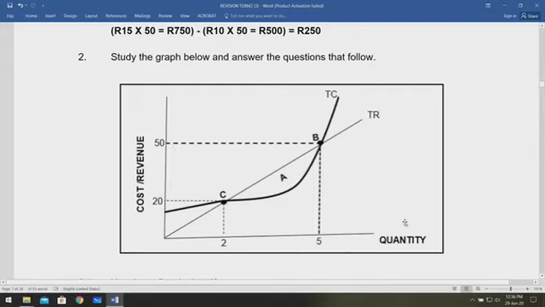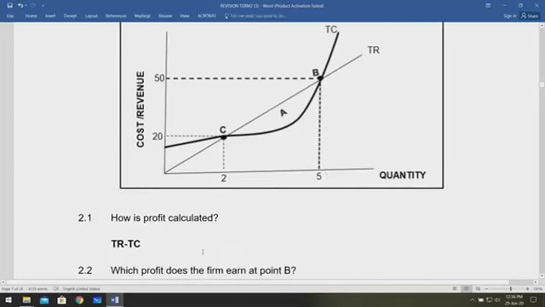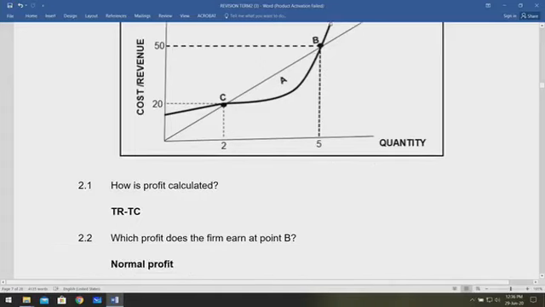Right, let's see the questions that were asked here. How is profit calculated? To calculate profit, it is your total revenue minus your total cost, okay? Which profit does the firm earn at point B? If we see here point B, total revenue minus total cost, and it's 5 for either one. So 5 minus 5 is 0. That tells me when it's 0, they're making normal profit, okay? In Business Studies, we call that the break-even point, okay?